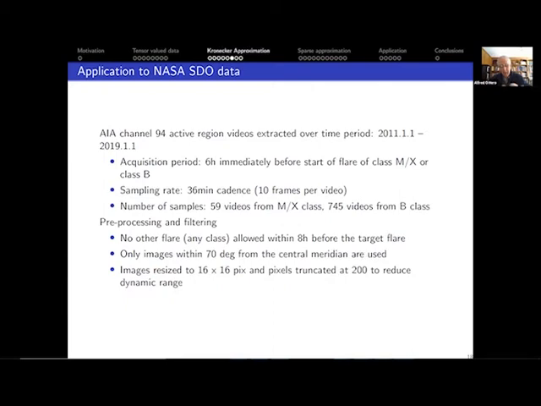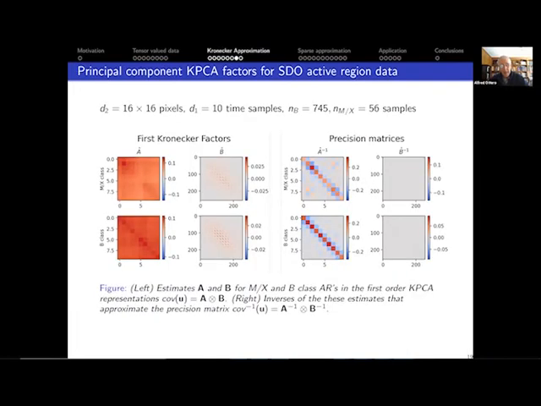And I'm not going to give you all the details, but we have 2 classes. We're going to look at a set of 16 by 16 images, and 10 time samples. And so what we see is that if we use a rank 1 Kronecker decomposition of Kronecker PCA, the top Kronecker factors for the MX class, these are the strong ones. And so these are all the whole video right before the flare where we don't include the flare.